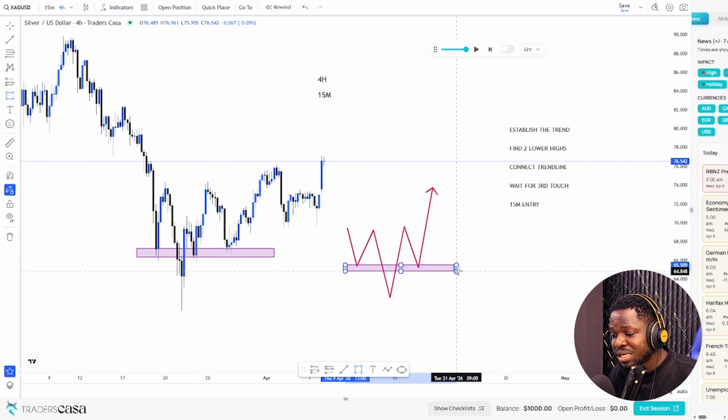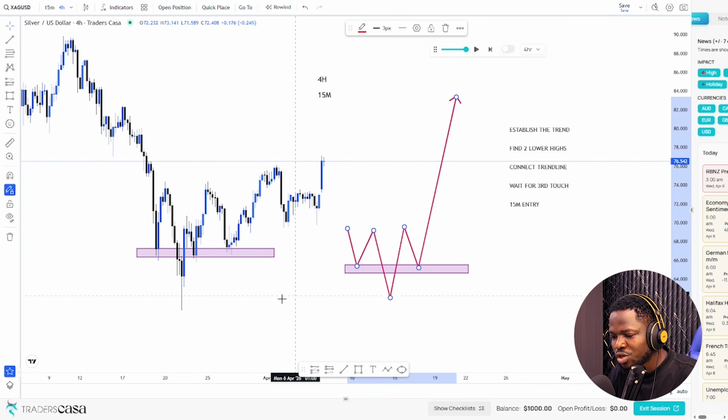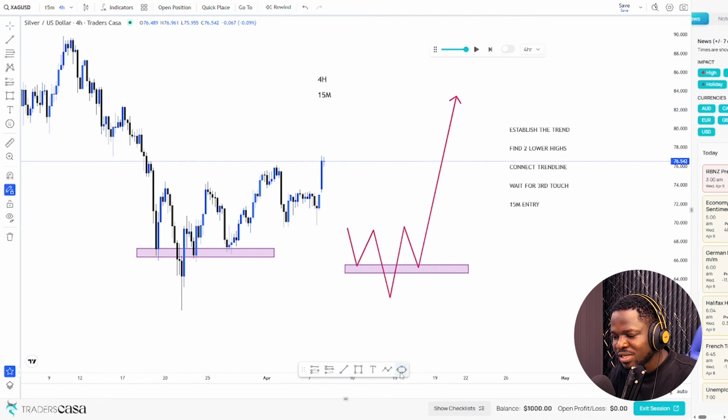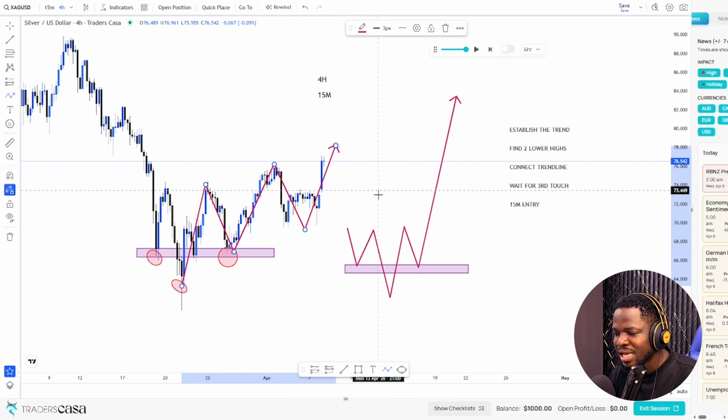Whenever you spot this pattern, just relax. Don't trade against it. Keep on looking for buy opportunity to the upper side. This inverse head and shoulder gave us this new trend to the upper side, whereby price gave us low, high, another higher low, higher high, higher low, higher high.